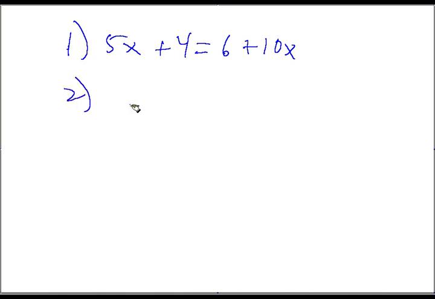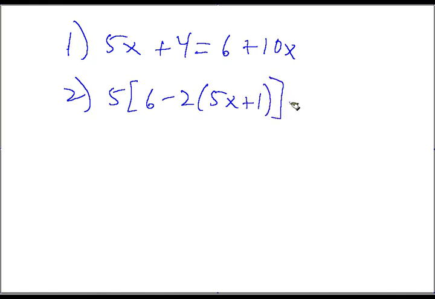Number 2, I want you to solve the equation 5 times the quantity 6 minus 2 times the quantity 5x plus 1, close quantity, close bracket, equal to 8x minus 9. All right, I want you to try that one.